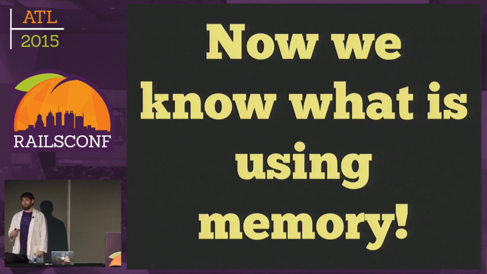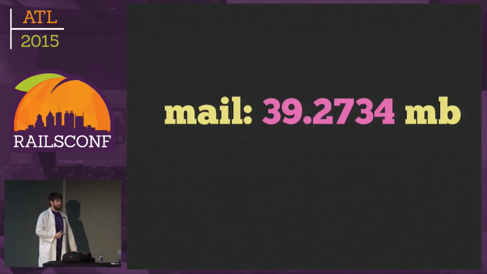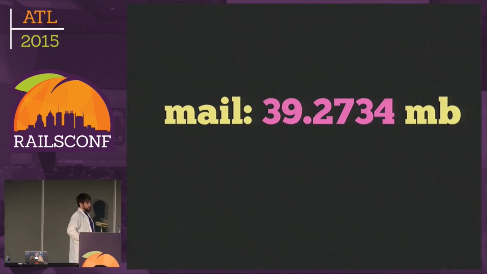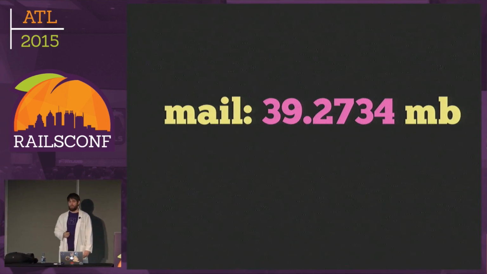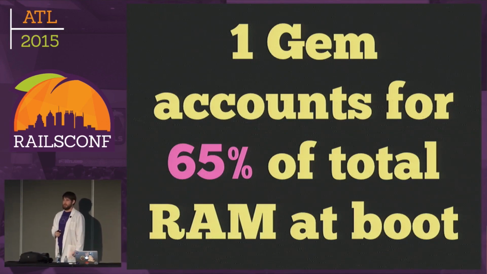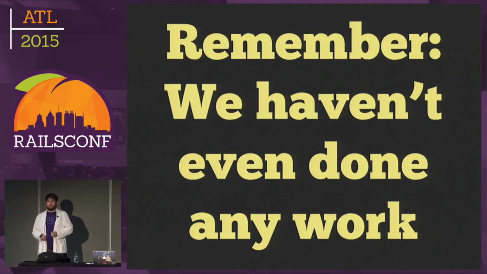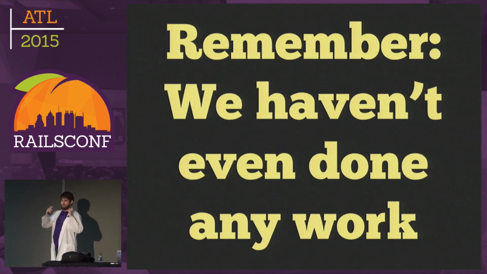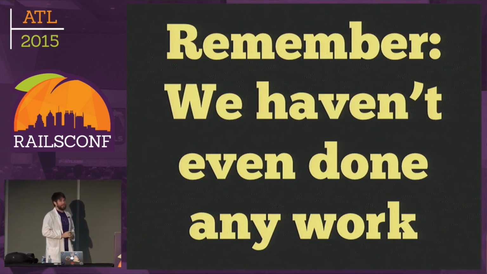Now that we know where all of our memory is, we can sort this, and it looks like mail is using about 40 megabytes of memory, which is slightly larger than will_paginate's 1.5. When we count it all up, this one gem accounted for 65% of all of the RAM at boot time. And we haven't even done any work. We haven't hit 1,000 requests or anything. Remember in that slide I had where the retained is on the bottom, this is the starting memory that you have to deal with. And anything you allocate after that is just going to go up.